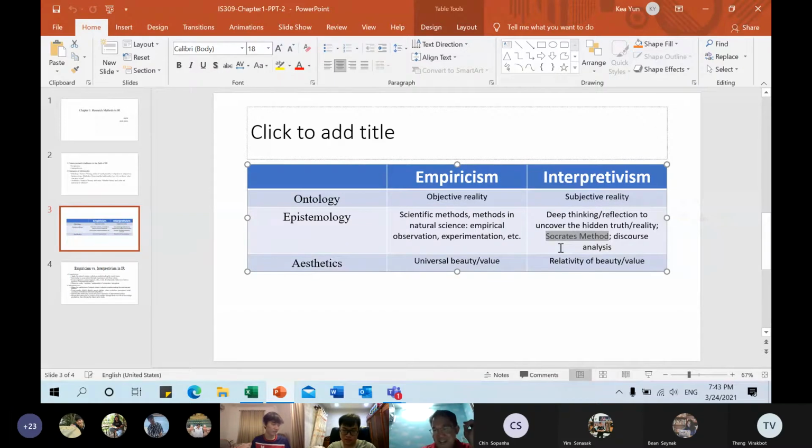In IR, another popular method is discourse analysis. What do we do in discourse analysis? I think you are familiar with it from when you studied research methods last semester. Discourse analysis. Do you know what discourse analysis is? I highlighted it here.